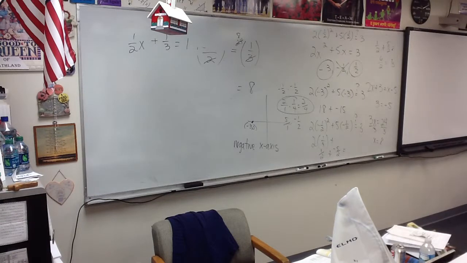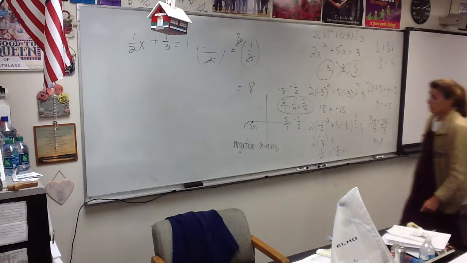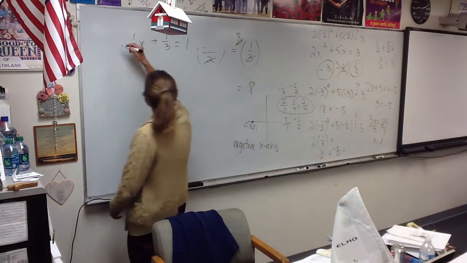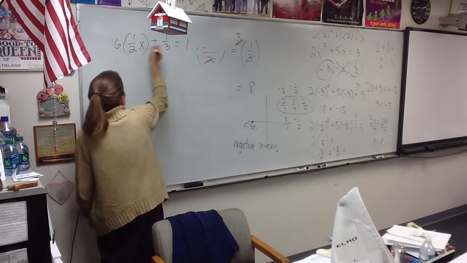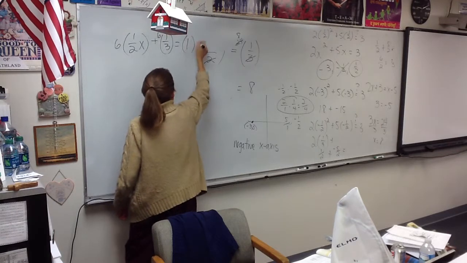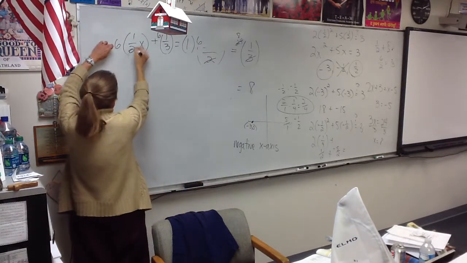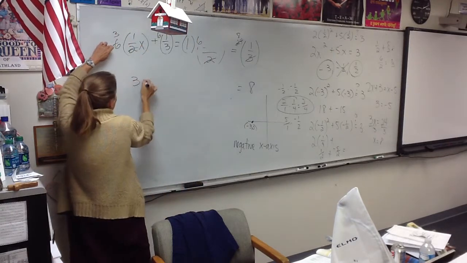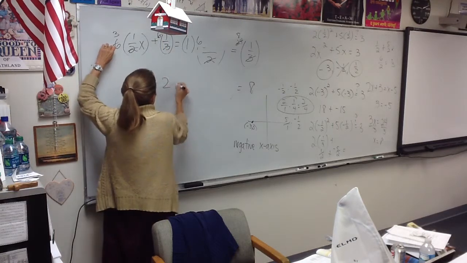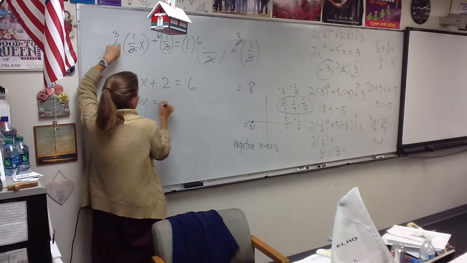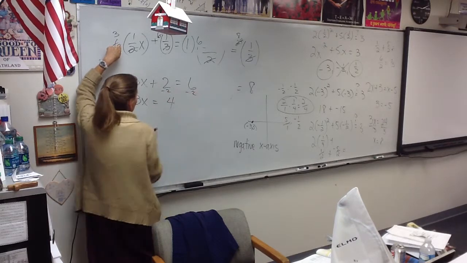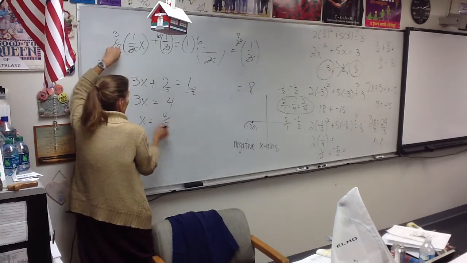Subtract. You can subtract 1/3 and then. Yeah. Let's do it a couple different ways because I hear some conversations there. I'm going to go ahead and multiply everything by 6 just to get rid of the fractions. So that would leave me with 3x plus 2 equal to 6. So 3x equals 4 if I subtract 2 from both sides, and x equals 4/3.